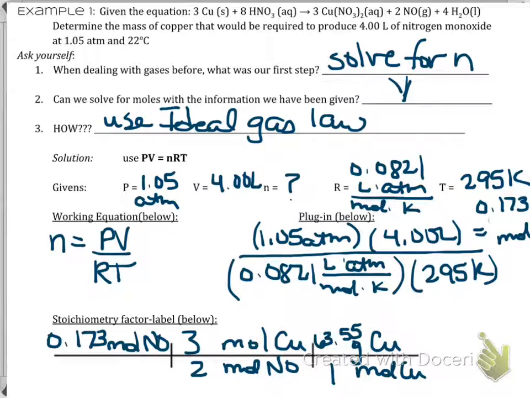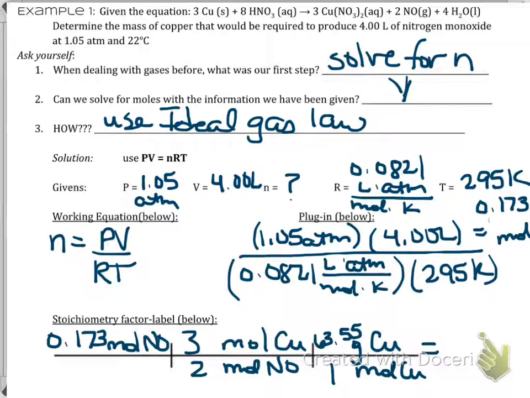If I do my math there, what I'm finding is that I went straight to a mole conversion because I already found moles using the ideal gas law. Sometimes you can work the other way, and you may need stoichiometry first before you use the ideal gas law. It really just depends on the question.